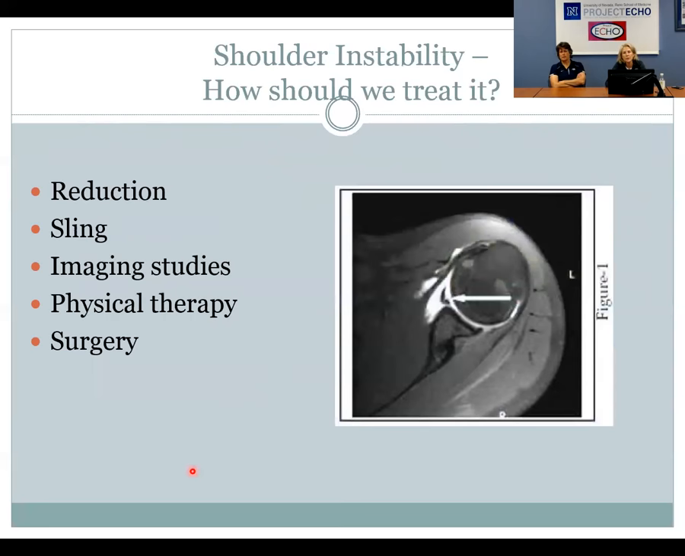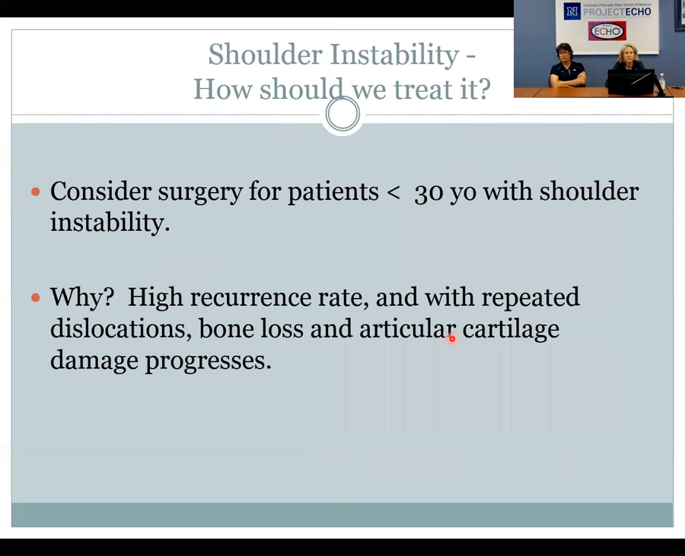Imaging studies, x-rays always, I think, and that's to include an AP, a lateral, and then I think most importantly, the axillary view, which this is an axillary slice on an MRI, but the axillary x-ray view looks very similar. And typically, you can get this sort of golf ball and golf tee image so that you can see whether or not the shoulder is reduced. Physical therapy or home exercise program to help regain range of motion, as well as strength, and then surgery.